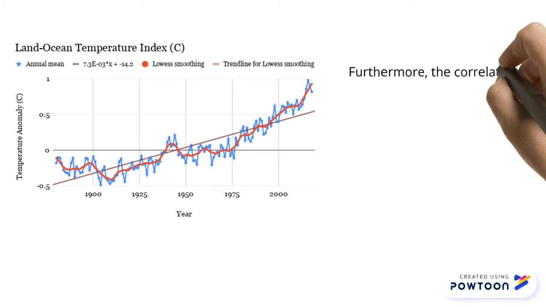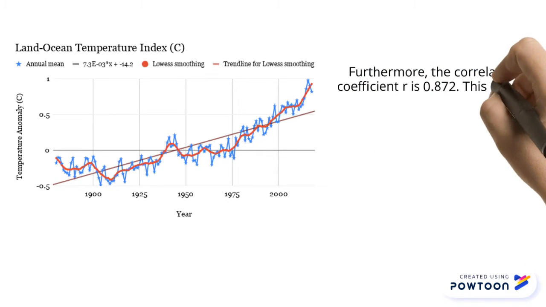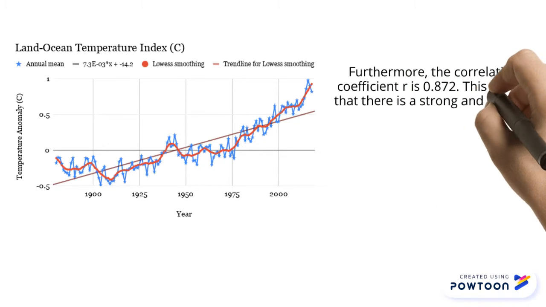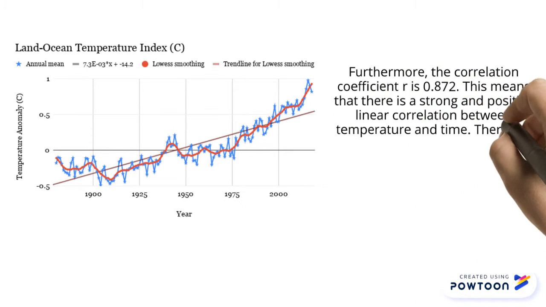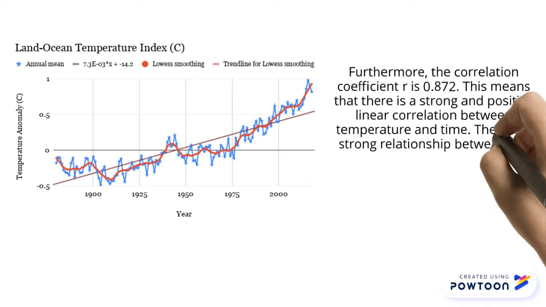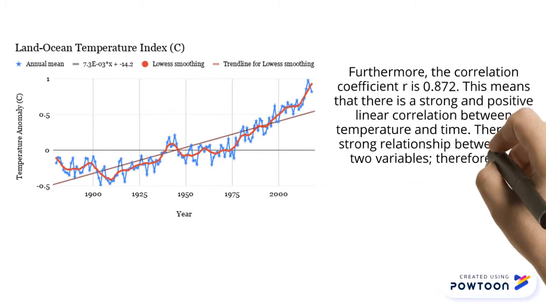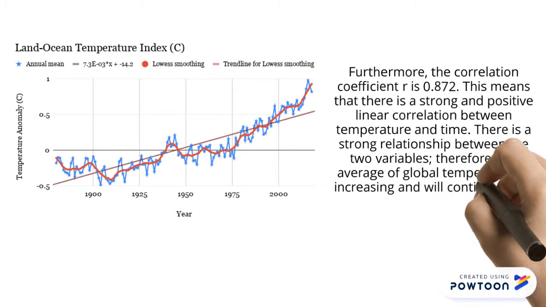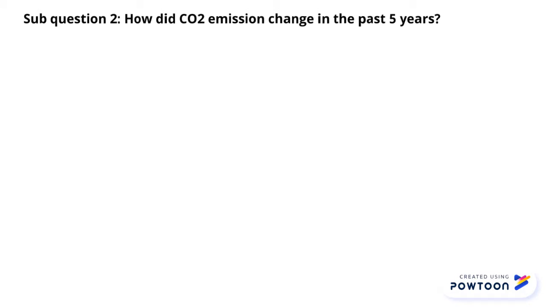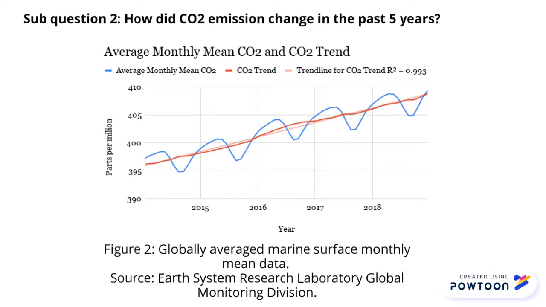Furthermore, the correlation coefficient R is 0.872. This means that there is a strong and positive linear correlation between temperature and time. There is a strong relationship between the two variables, therefore the average global temperature is increasing and will continue to do so. So my next sub-question is, how did carbon dioxide emission change in the past 5 years?